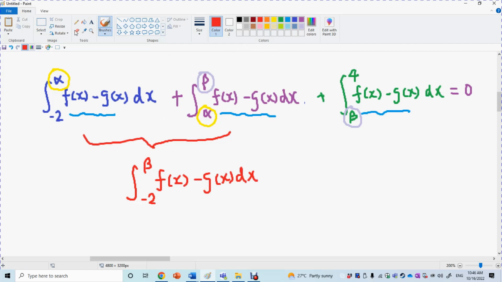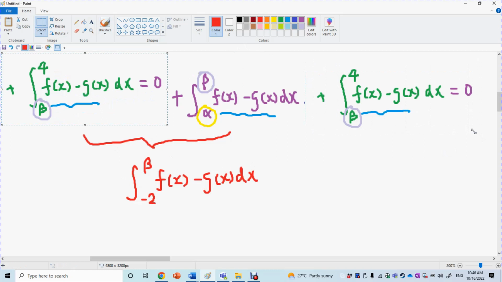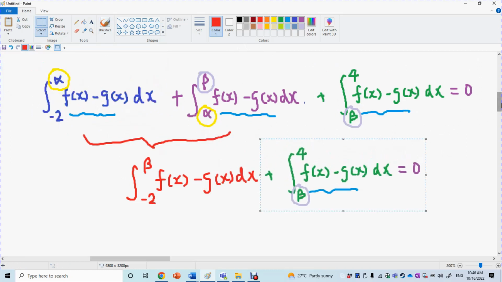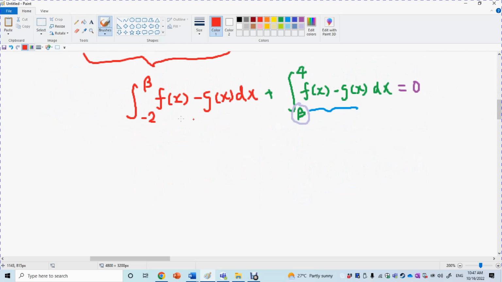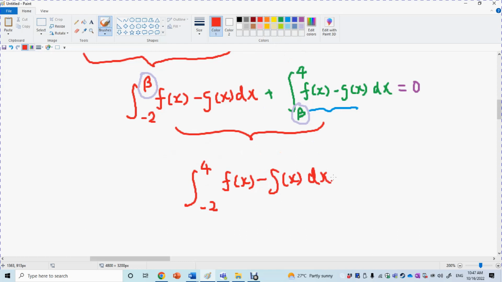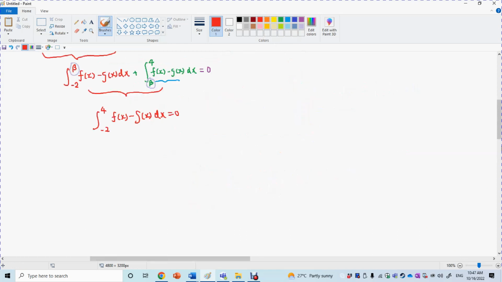At the same time, because I haven't touched the third green integral, I've moved down one more line. Over here, you can see minus 2 to beta, beta to 4. That means you can further simplify it and combine them into one, which becomes minus 2 to 4 of fx. Let me circle them. The beta, they are the same, so that's why you can combine them into this one.